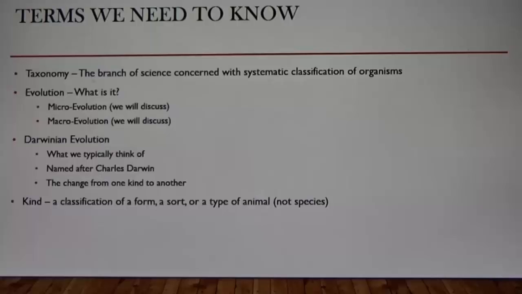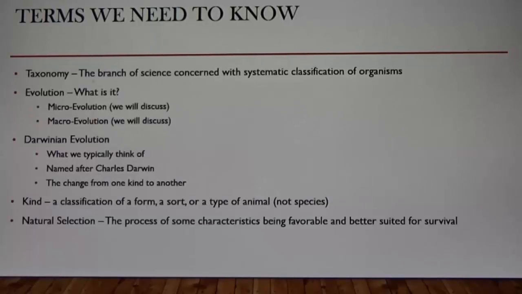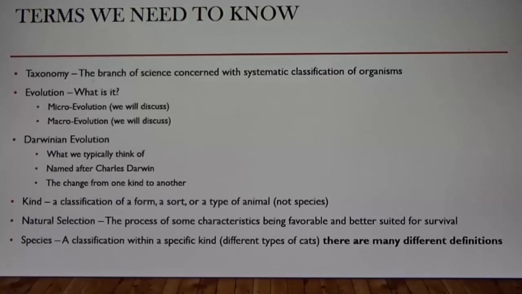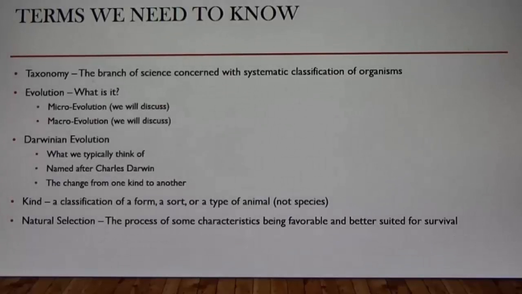So these are not species, okay? Fish would fall into their own kind as well. And then you've got other kinds as well, such as different types of plants and so on and so forth. So natural selection is the process of some characteristics being favorable and better suited for survival than others.